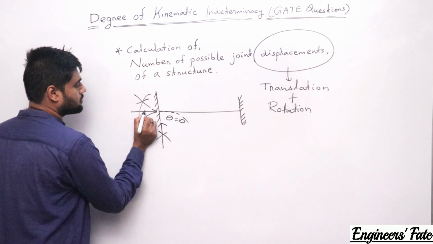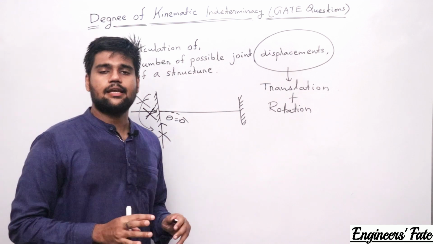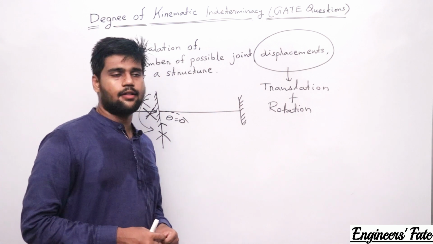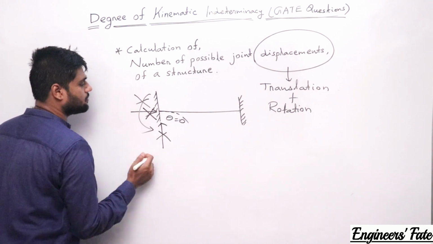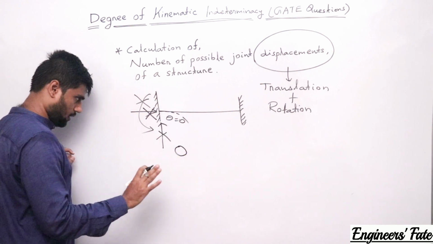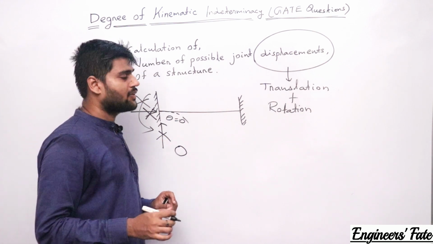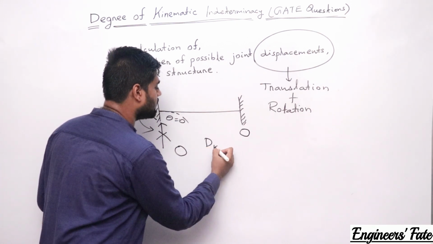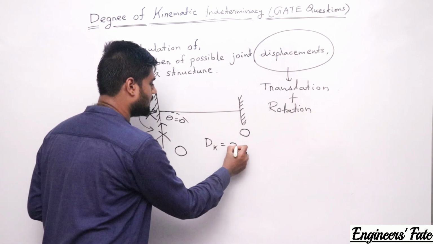Then the horizontal reaction. This beam cannot move or displace in the horizontal direction, which means horizontal displacement is also prevented. So tell me, what is the number of possible joint displacements here at the fixed end? The number of possible joint displacements is 0, meaning no joint displacement can occur at a fixed end. At this side also it is 0. So what will be Dk? Dk is nothing but the calculation of the number of possible joint displacements, that is 0 plus 0, which is 0.